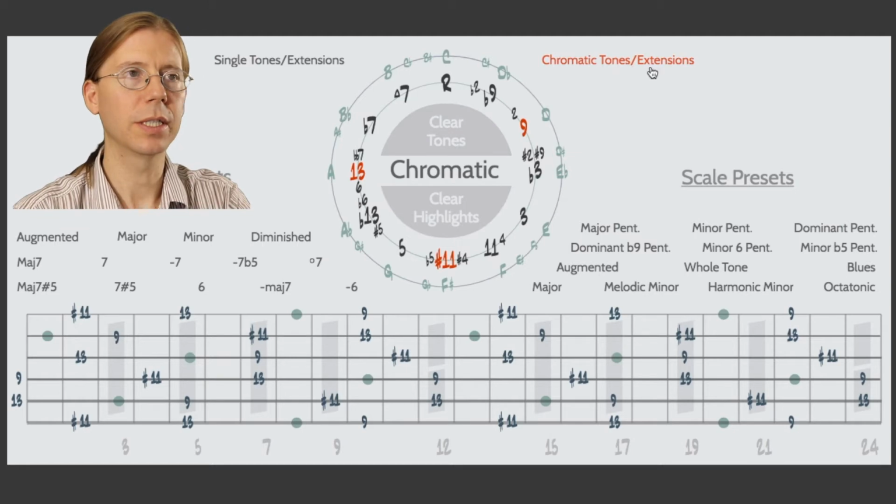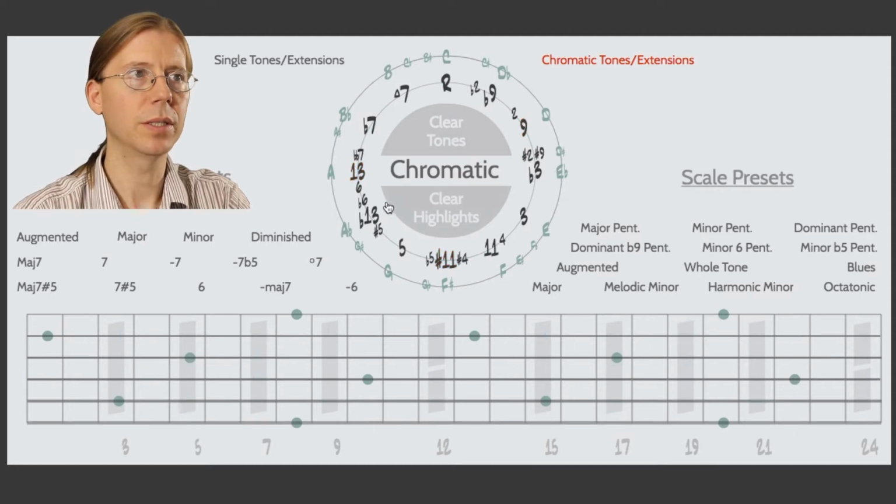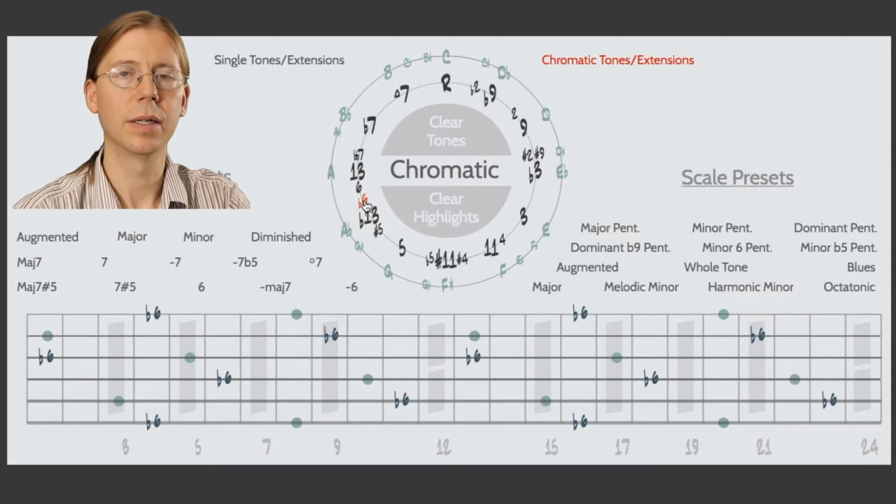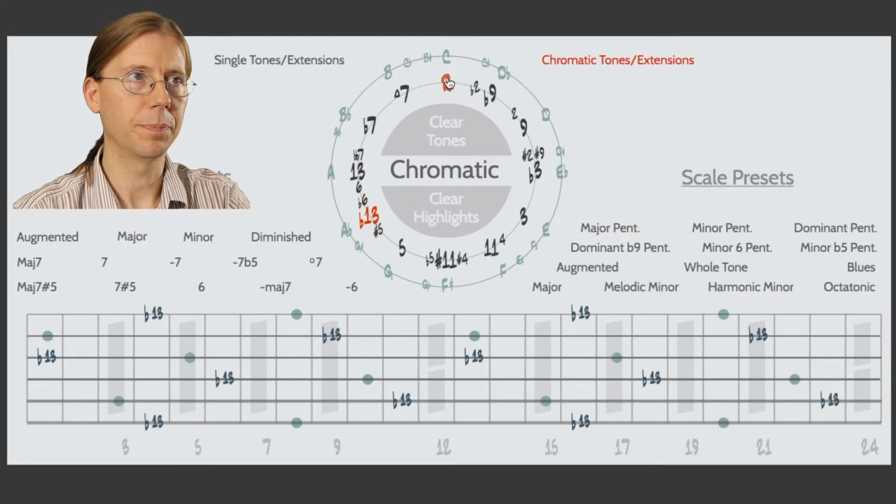So the chromatic tones and extensions, you can use any notes, all 12 notes. And then if you get into some situations where maybe you want to name something a sharp 5 rather than a flat 13 or a flat 6, then you have that option. So notice that it's the same note, that would be A flat, and that corresponds over here to this A flat. So they all work out like that.